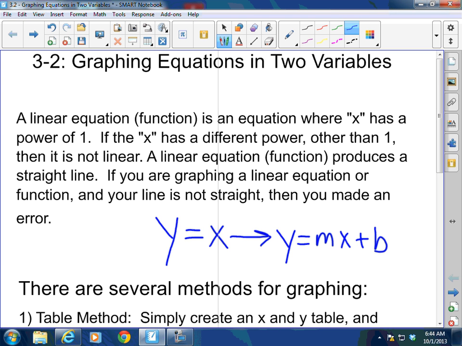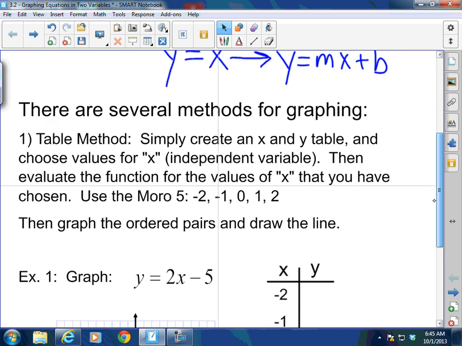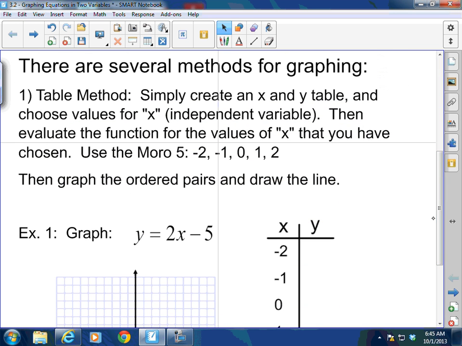When we're talking about linear equations, we're talking about a y equals an x equation. X has a power of 1, y has a power of 1, and you're going to have a straight line. Now, there are several methods for graphing linear equations. We're going to talk about two of those methods today. The first one is the easiest of all: the table method. We already learned this.